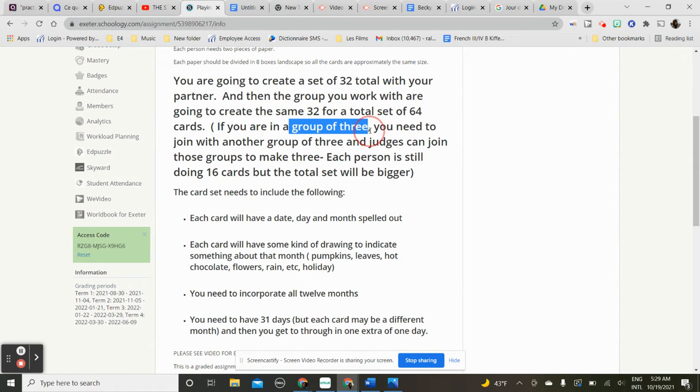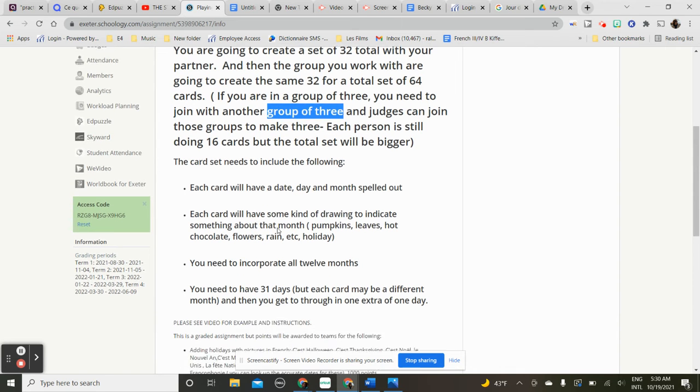If you're in a group of 3, because I know some of you are in groups of 3, you need to work with another group of 3. Okay? And all you judges out there, you're going to be joining these groups to make 3-person groups if necessary, because everybody is doing this assignment. If you're a judge, you still have to do this.